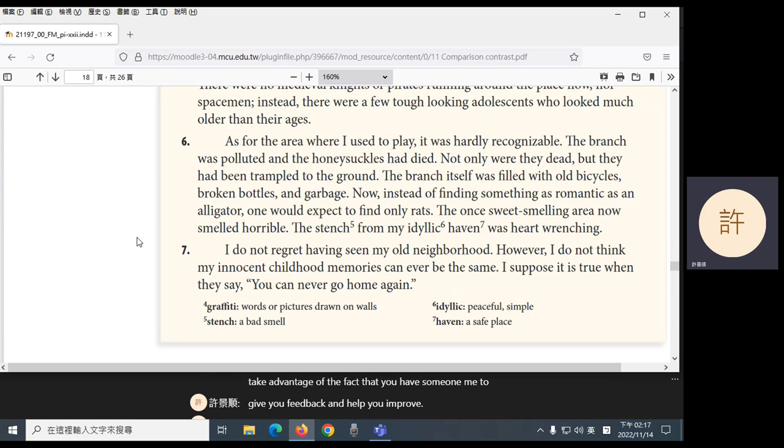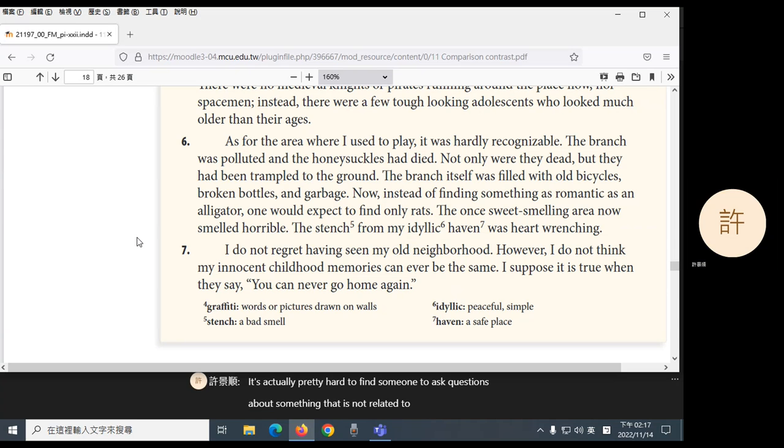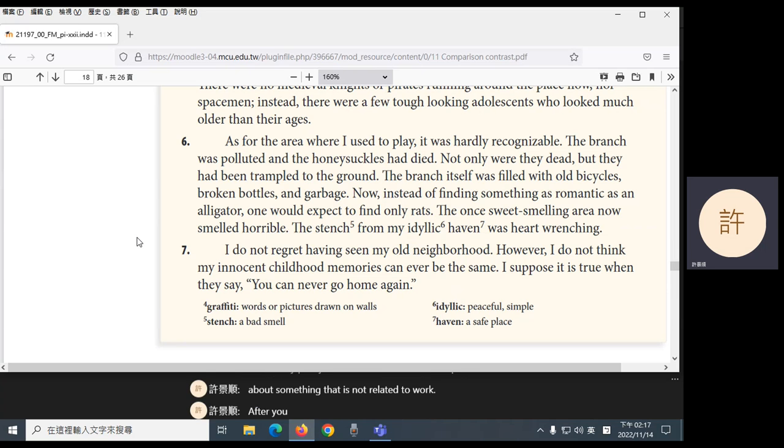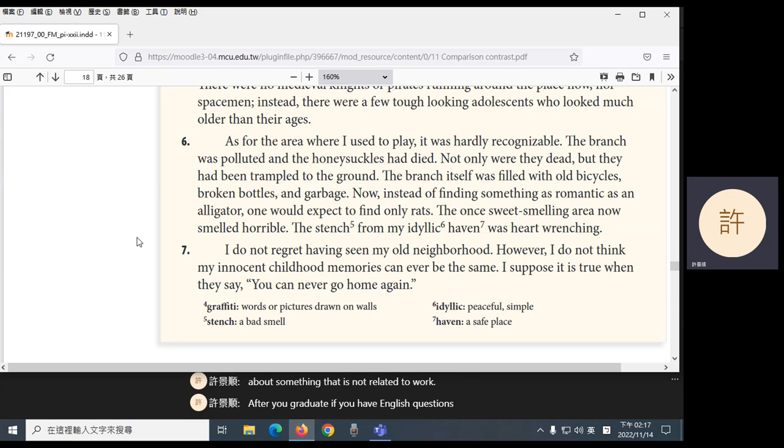Once you graduate from here and once you leave school, enter the workplace, it's actually pretty hard to find someone to ask questions about something that is not related to work. After you graduate, if you have English questions, it's not that easy to get an answer. So make the best of this moment.